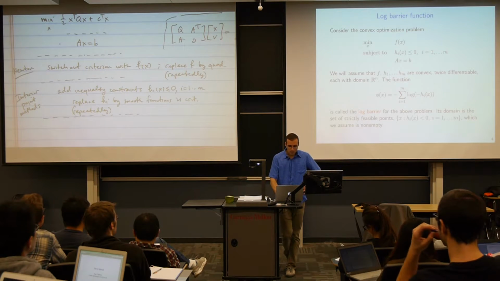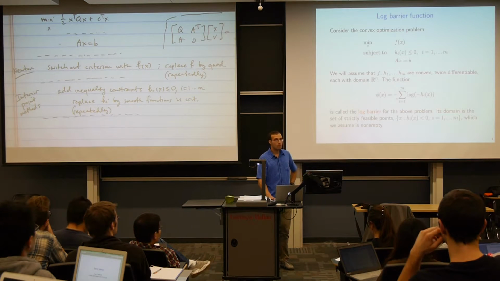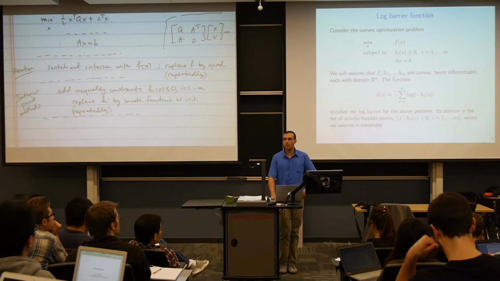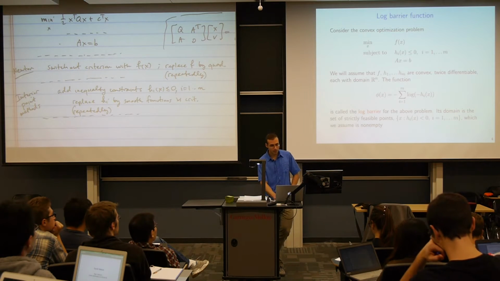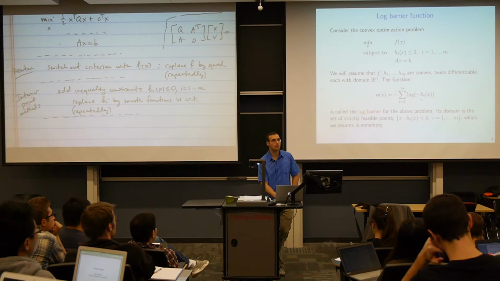The first thing that we do when we see this problem is we're going to define what we call a log barrier function that pertains to its inequality constraints. And we're going to denote it by phi of x. And it's going to be given by minus the sum over all i of log of minus h_i of x.